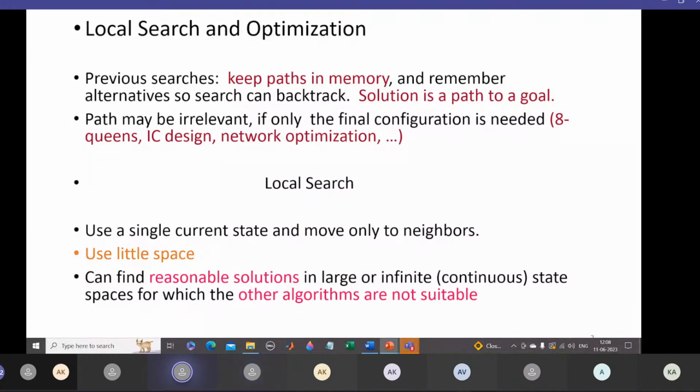What is the positive way of local search here? I'm not going to use only a single current state and move only to the neighbors. They use very little space, and they can find reasonable solutions in large or continuous state spaces.